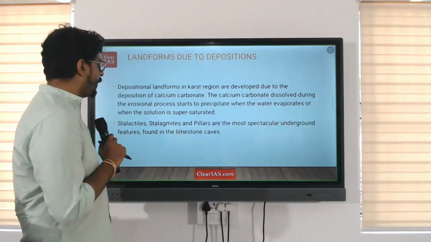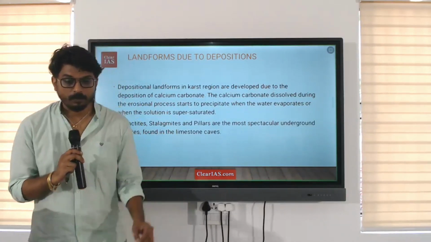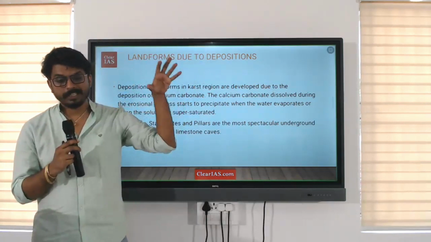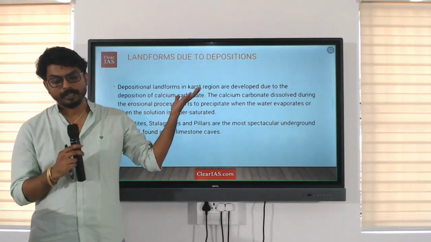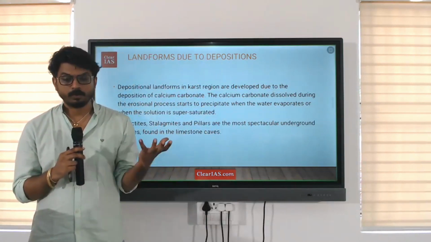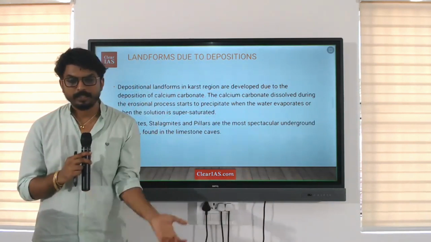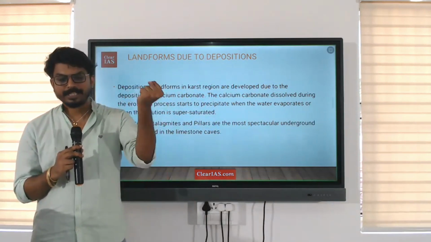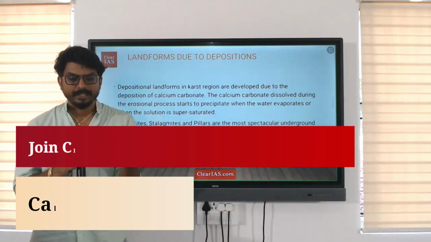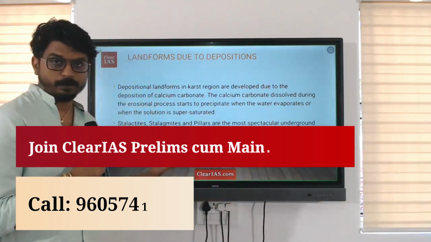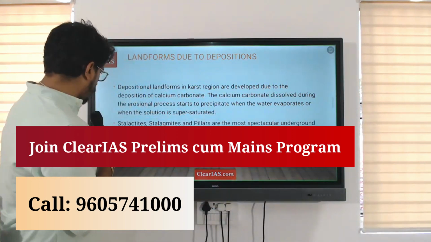Now we are going into depositional features. So much limestone has been dissolved by the water, forming erosional features. Now, this limestone has to be deposited somewhere. So, when the water deposits the excess limestone it is carrying, it will form depositional landforms. Write down landforms due to deposition.